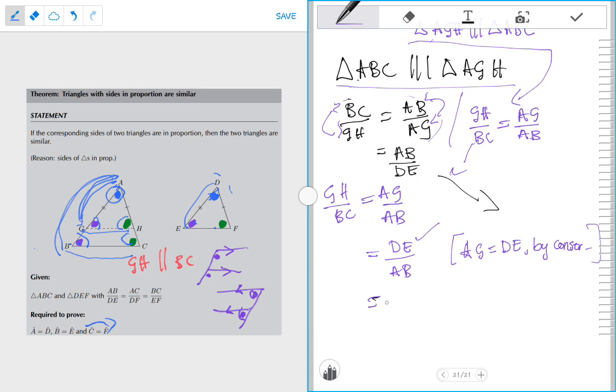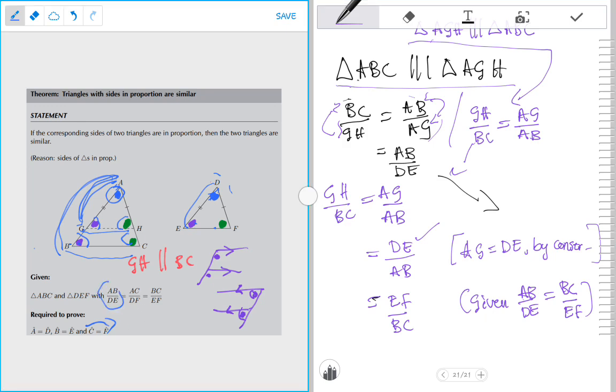Which is also equal to EF over BC. Now we were given that AB over DE is equal to BC over EF. So that's what we were given from this side. If we check it, this is what we are given.